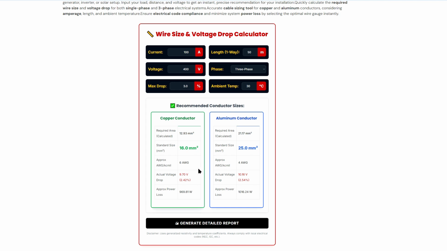Use this calculator to ensure compliance, minimize power loss, and protect your equipment from damaging low voltage. Size your wires the right way, every time.